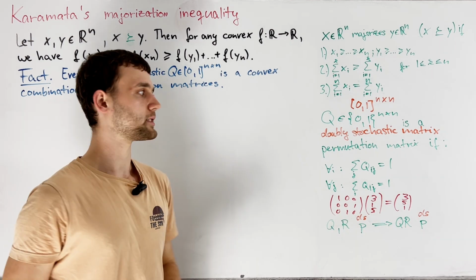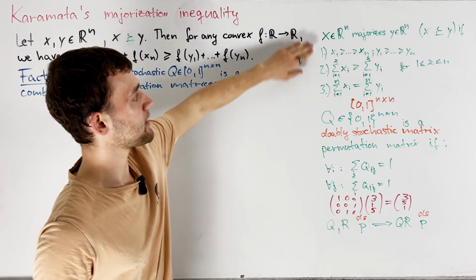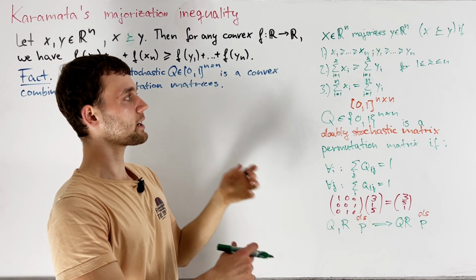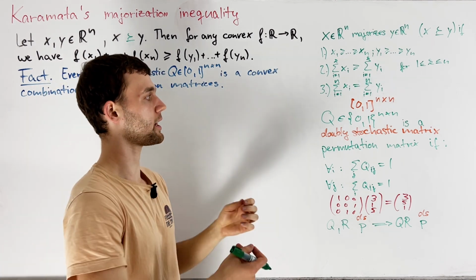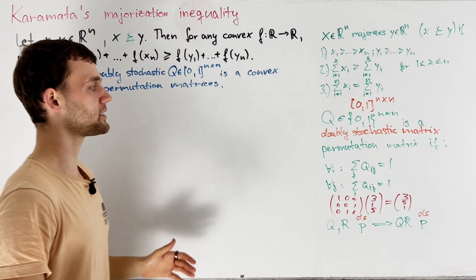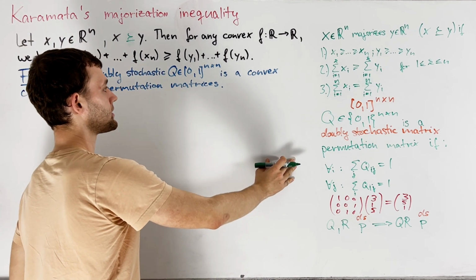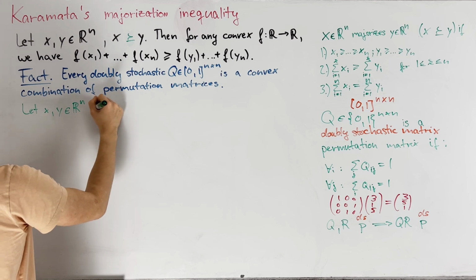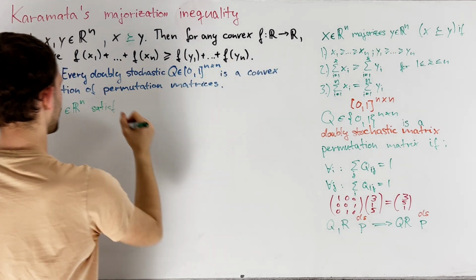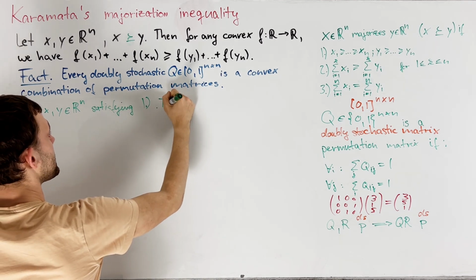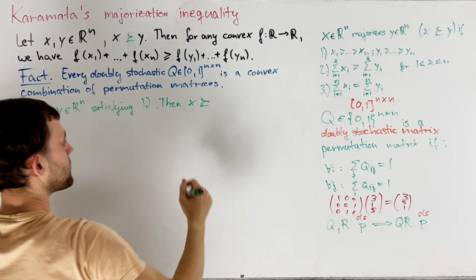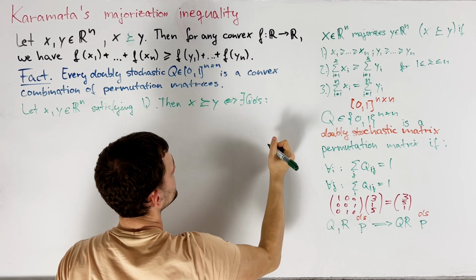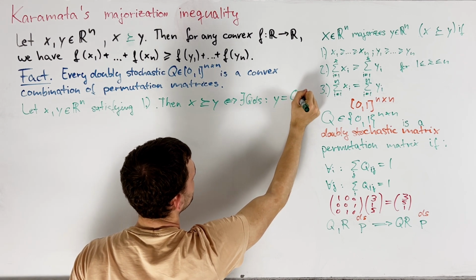Now let's make the connection between doubly stochastic matrices and majorization. The intuition behind this connection is that if X majorizes Y, then we can actually show that Y is a convex combination of permutations of X. But since I decided to go this fancy route through our matrices, we can restate this in the following way. Consider two vectors, X and Y, in R^n, and suppose for convenience that they already satisfy that their entries are ordered in decreasing order. Then I claim that X majorizes Y if and only if there exists a doubly stochastic matrix Q such that Y equals Q times X.